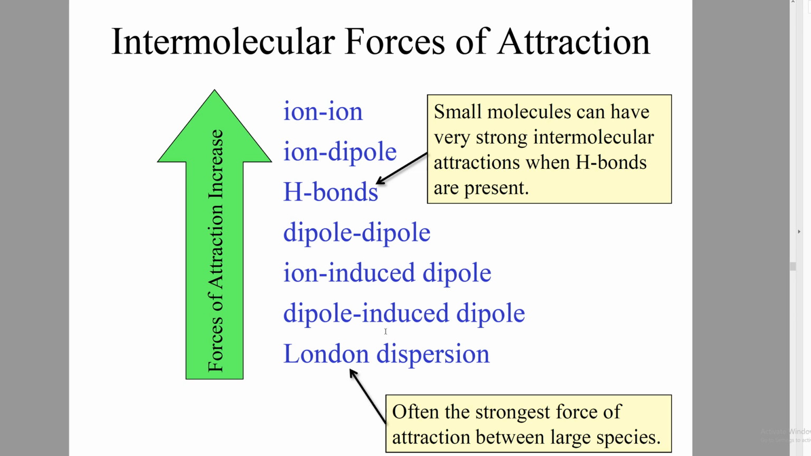Then we've got things like dipole-dipole, which comes in fourth, then ion-induced dipole, dipole-induced dipole, and London dispersion forces. London dispersion is often the strongest force of attraction between large species. So usually larger molecules generally have London dispersion forces. And usually what you'll see is dipole-induced dipole, dipole-dipole, etc. But London dispersions are by far the weakest ones, which apply to all of them.